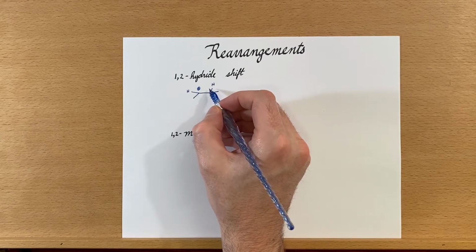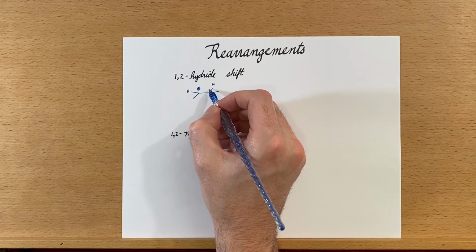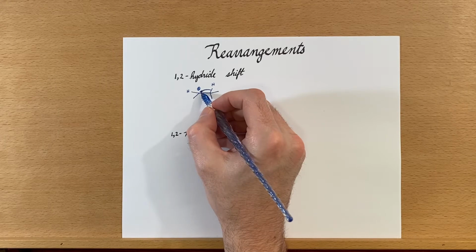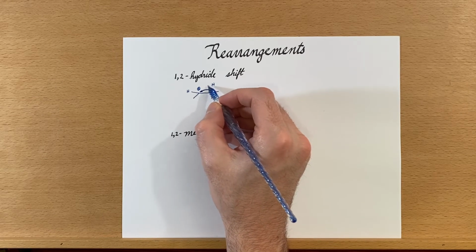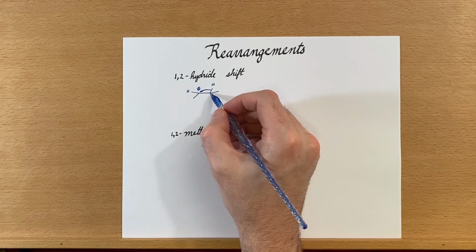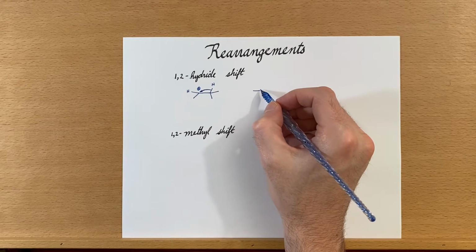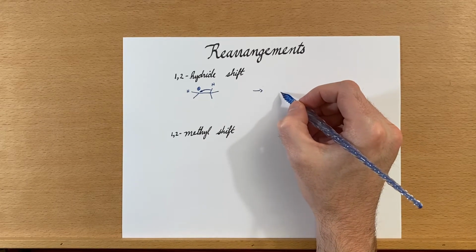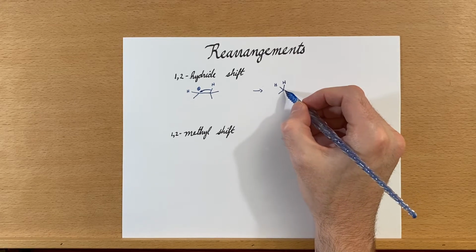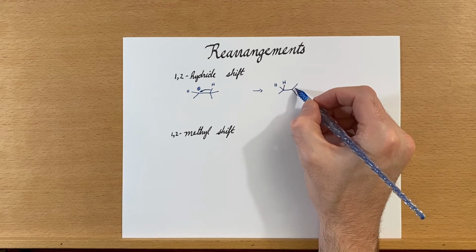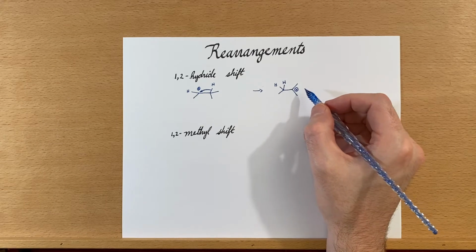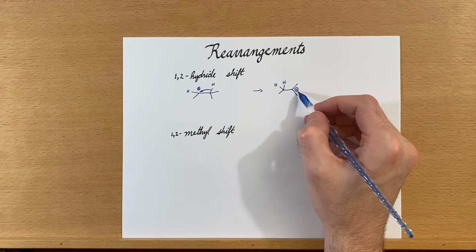So what happens is the electrons from this hydrogen shift over to that carbon, and that hydrogen then shifts over and is now bonded to this carbon. And the positive charge moves over to this one. So what we'll end up with is this. We've got a positive charge on this tertiary carbon. So this is a lot more stable now.